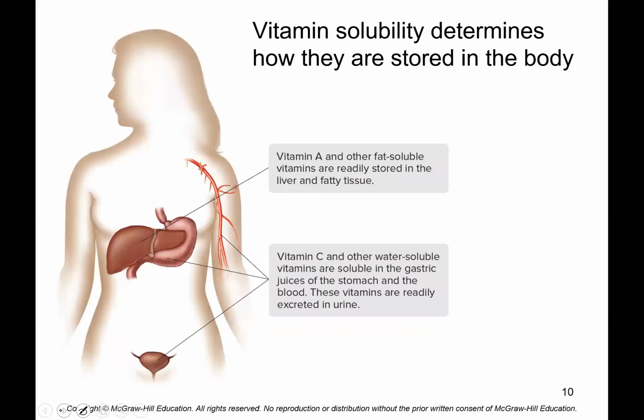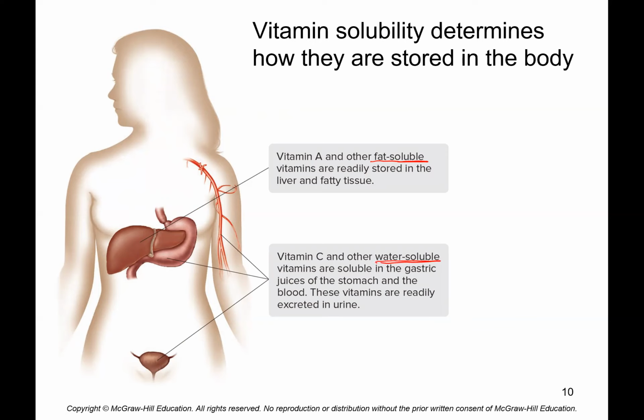So why do we care about this? Why do we classify vitamins this way? Well, it turns out that vitamin solubility is what determines how they are stored in our bodies. So if we can understand or be able to predict whether a vitamin or a compound will be fat soluble or water soluble, that will let us know how it's going to interact with our bodies. So here, vitamin A and other fat-soluble vitamins, those are going to be stored in your liver. Because the water-soluble vitamins, those are excreted in the urine.